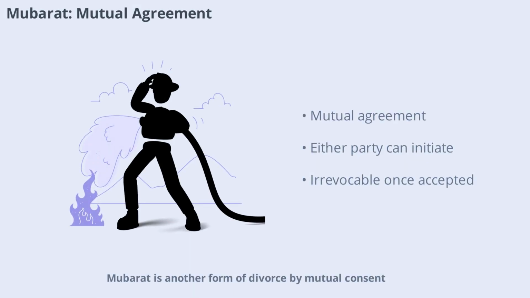Mubarat is another form of divorce by mutual consent where both spouses agree to dissolve the marriage. Either party can initiate the offer, and once accepted, the divorce is final and irrevocable. This method emphasizes mutual respect and cooperation in ending the marriage.